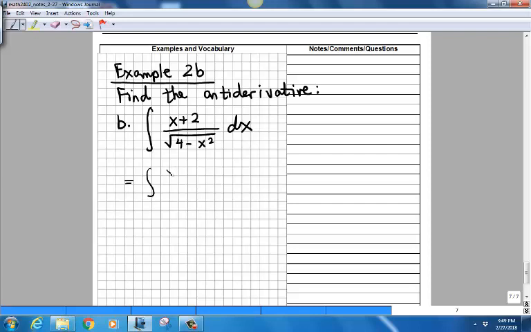I'm going to actually break this up into two fractions. So I'm going to write this as x over the square root of 4 minus x squared, and then plus 2 over the square root of 4 minus x squared. And now that I've got two terms, of course, I'm going to break this up into two separate integrals. So I'm going to write this as the integral of the first term, x over square root of 4 minus x squared, and then plus the integral of the second term.